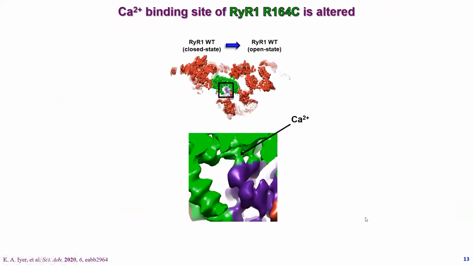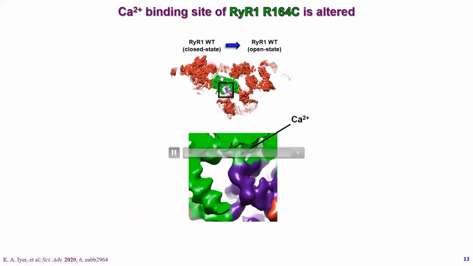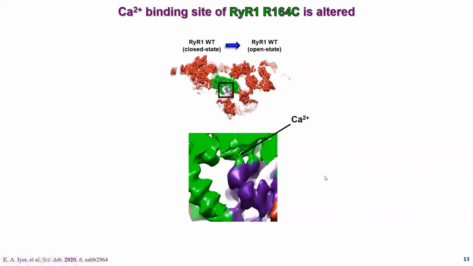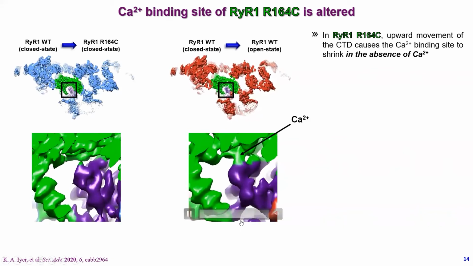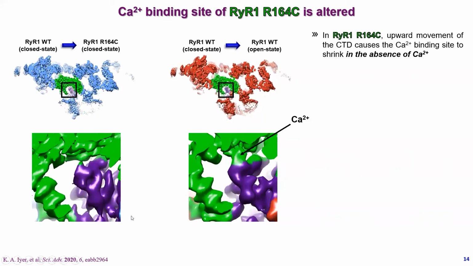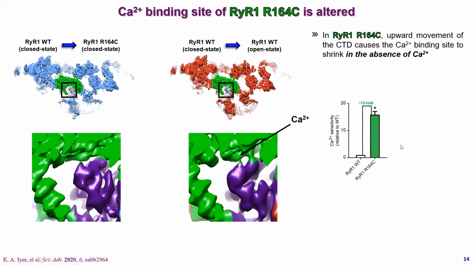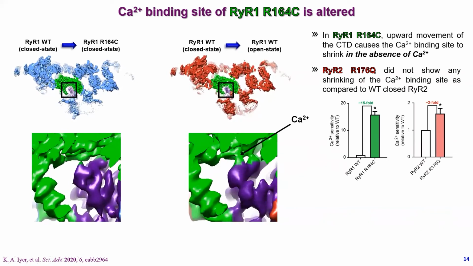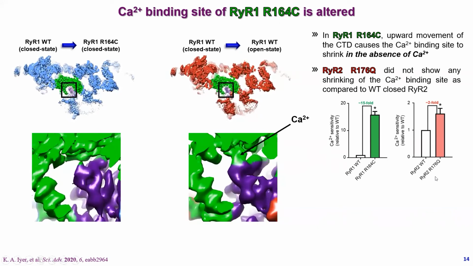Upon coordination of a calcium ion in the calcium binding site, which is at the interface of the central domain shown in green and the C-terminal domain shown in indigo, the C-terminal domain lifts up and comes closer to the central domain. We saw a similar lifting of the C-terminal domain in mutant RyR1 under closed state conditions in the absence of any calcium. And this could be an explanation for the 15-fold increase in calcium sensitivity that was observed for the mutant channels. No such lifting or shrinking of the calcium binding site was observed in mutant RyR2, and that could explain why a more modest 2-fold increase in sensitivity was observed.